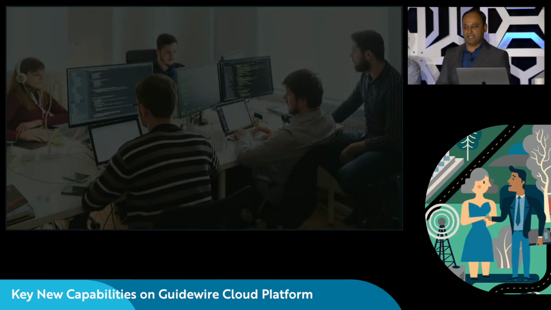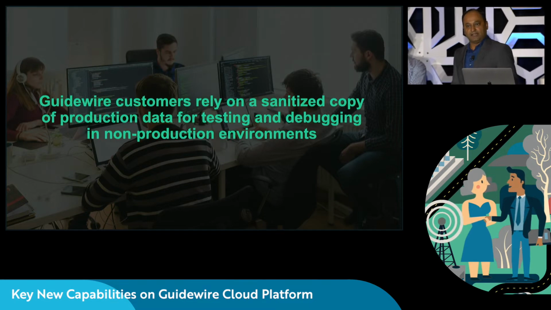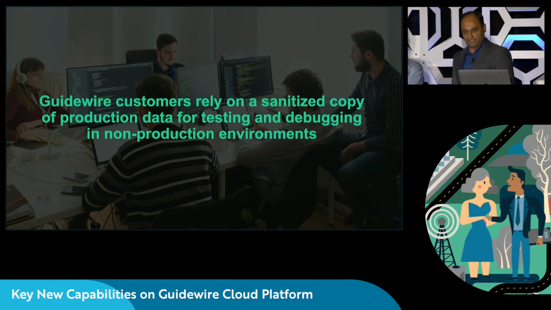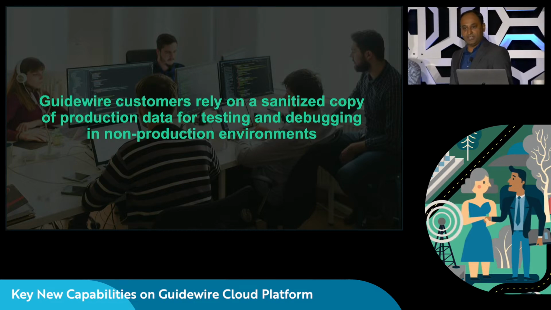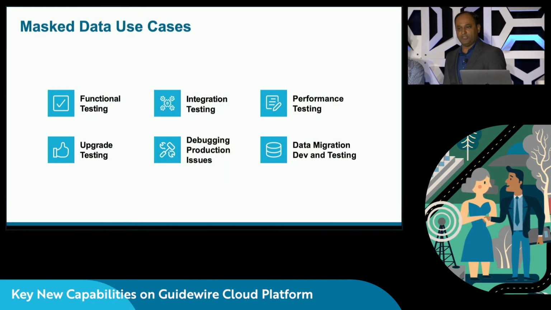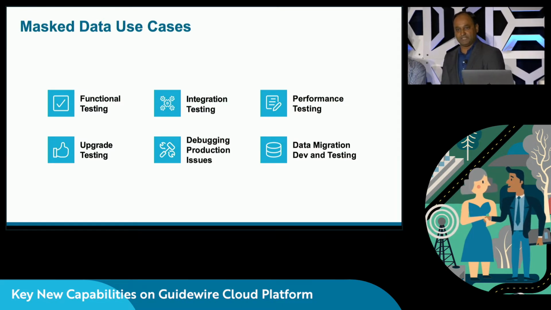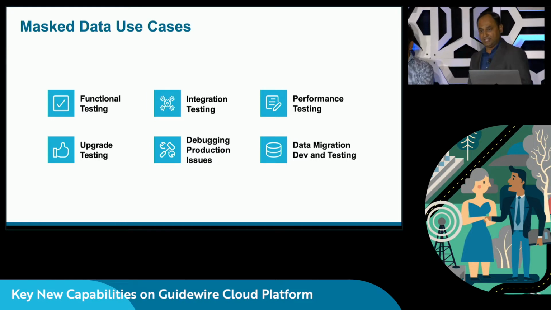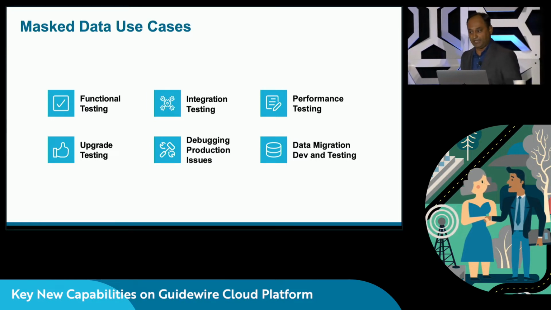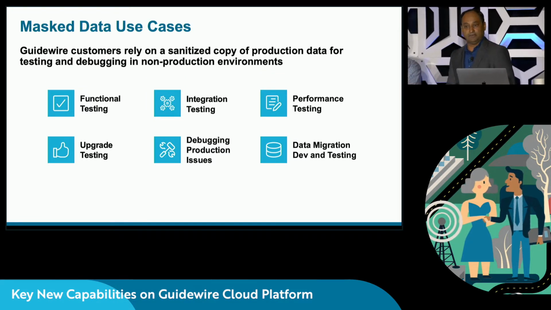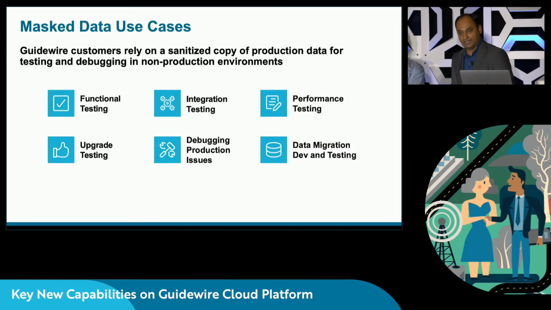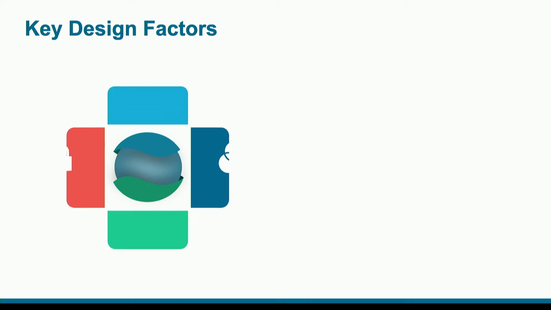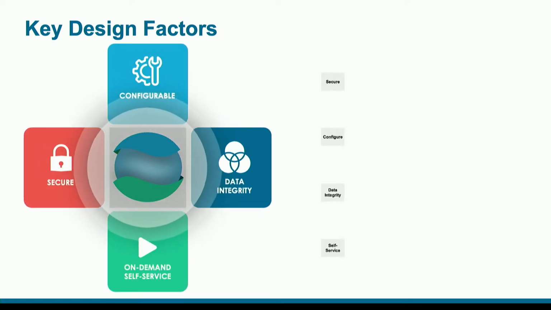So first, data masking. Guidewire Cloud customers heavily rely on a sanitized copy of production data for their various use cases. Whether you are using production data for functional testing, impact testing, simulations, or production debugging, you may need a copy of data on demand in the non-production environment. We have tried to solve for that use case.